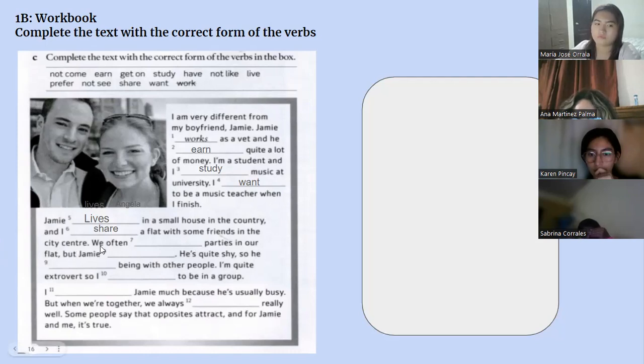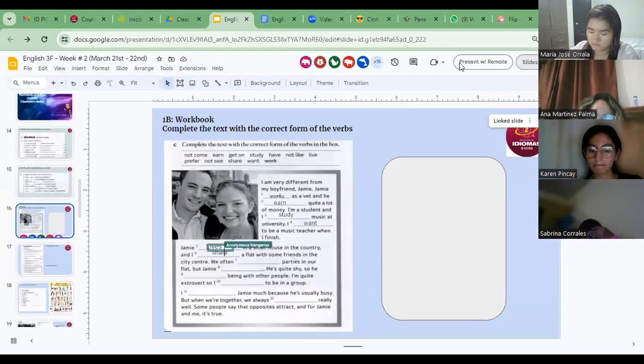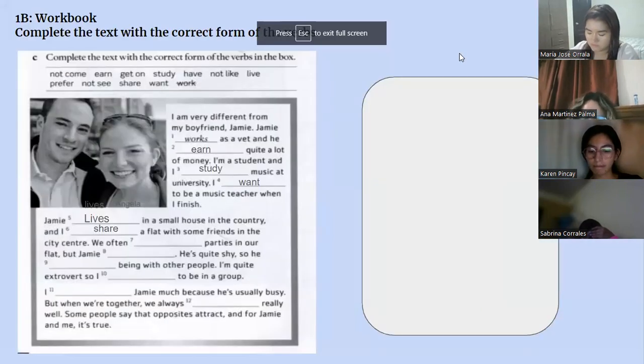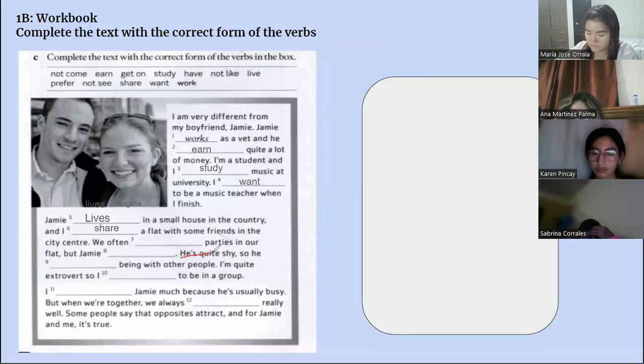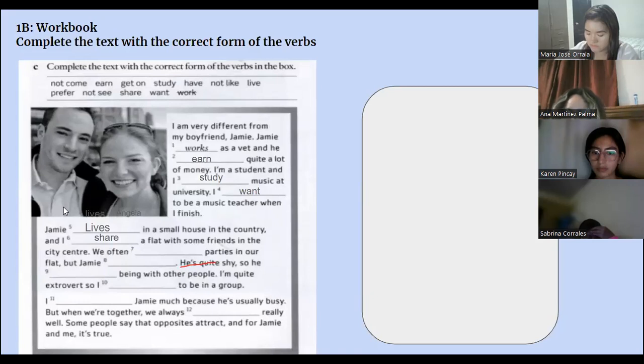They often have parties in their flat, but Jamie doesn't like it. Why do we know it's negative? Because in the very next sentence, how does she describe Jamie? He's quite shy. So that's why maybe he doesn't like parties, right? So they often have parties in their flat, but Jamie doesn't. He's quite shy, so since he's shy, doesn't like.